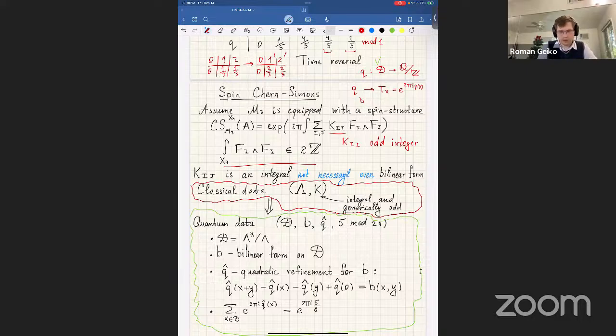But the whole idea is that up to gauge equivalence, up to unitary transformations on F and R matrices, these pointed MTCs are fully captured by D and Q up to gauge equivalence.